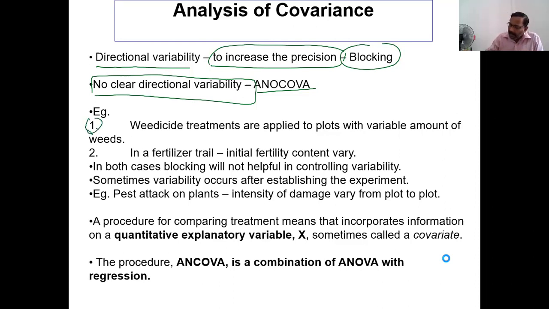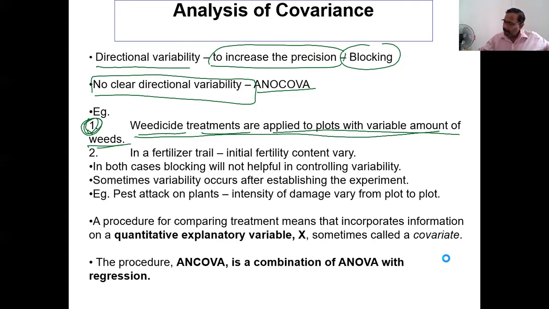We will take the first example. Weedicide treatment applied to plots with variable amount of weeds. Now we have a problem. Look at this and write this down, and I'm going to go to the blackboard. Remember that: weedicide treatments are applied to plots with variable amount of weeds. Right? I'm going back to the blackboard.